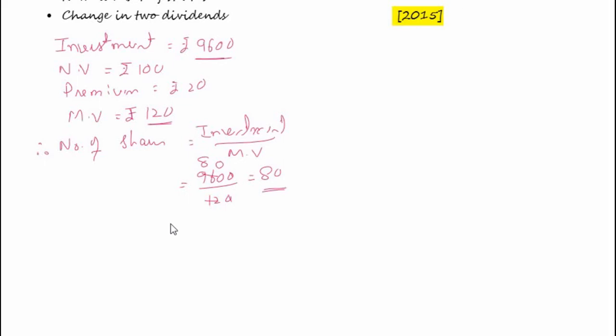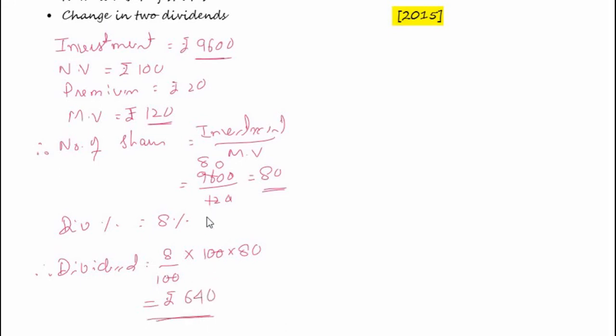We need to calculate how much dividend he received during the first year. So dividend percentage, we know it is not listed here. So dividend percentage is 8%. Therefore dividend is equal to 8% into NV, which is 100, into number of shares, that is 80. So 2 zeros go here. So he receives a dividend of rupees 640 when he is holding these shares.